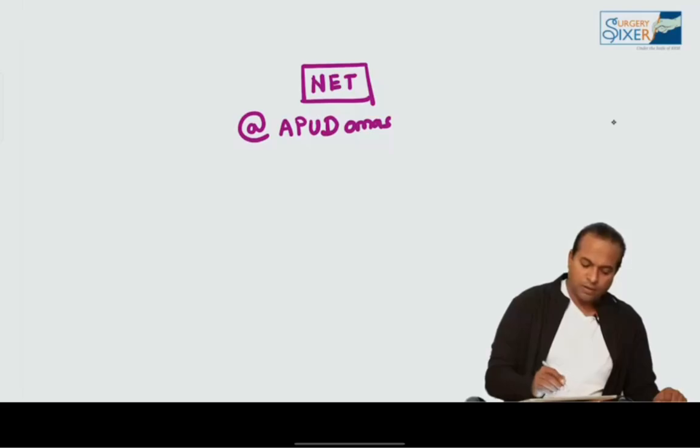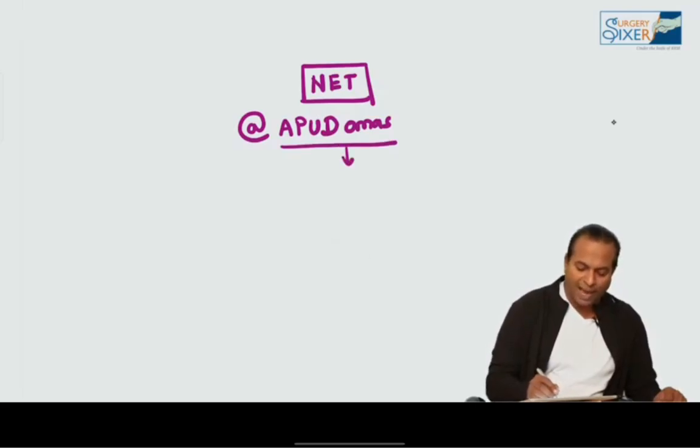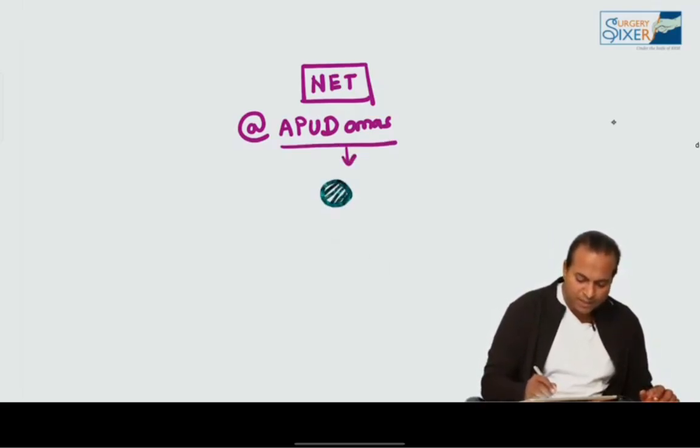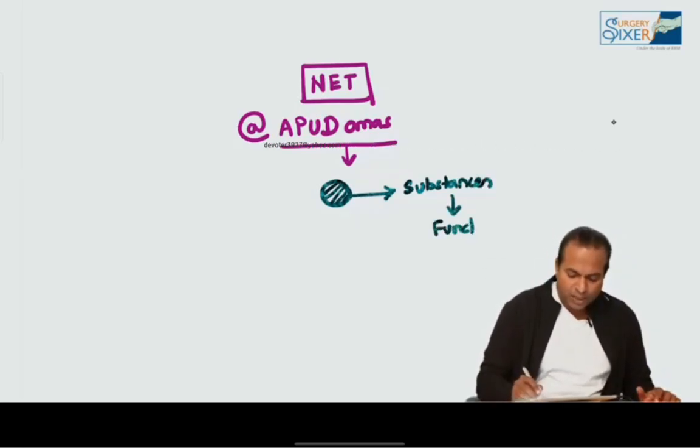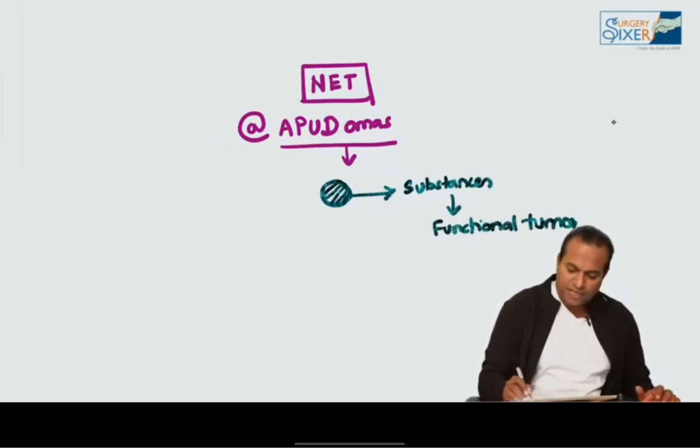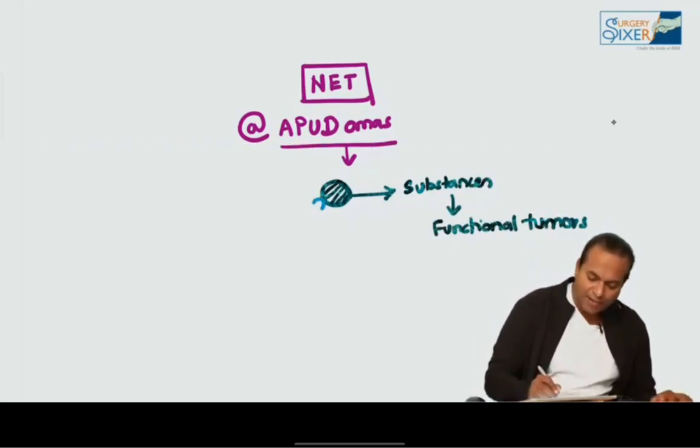Okay. And please remember, these types of neuroendocrine tumors have special function. The tumors will produce certain substances. And those substances will have some function. That is why they are known as functional tumors. And all these guys will have a receptor like this. What is this receptor?